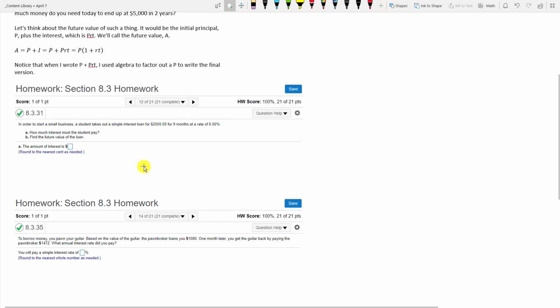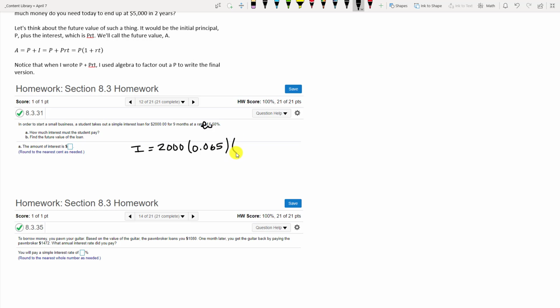So this person here is a student taking out a simple interest loan for $2,000 for 9 months. So we're going to do our interest calculation. So principal is $2,000, and we have the rate, which is 0.065. Be careful with the rates. Always move the decimal 2 places. Sometimes when there's a percentage that already has a decimal in it, people just kind of make silly mistakes and call that 0.65, but it's 0.065.